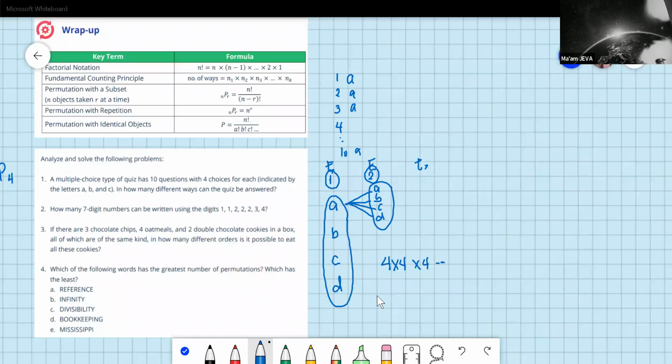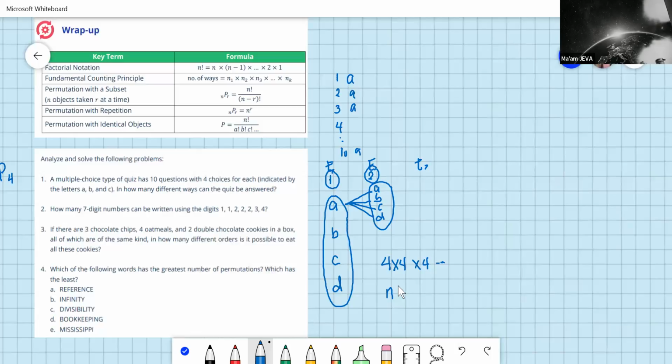So, therefore, this is N. The 4 is repeated, so that is 10 times, right? Therefore, this is not with a subset. This is repetition. So where is the repetition?